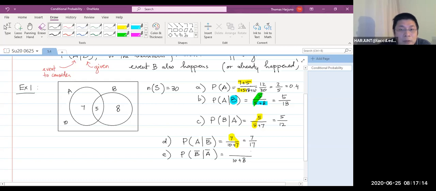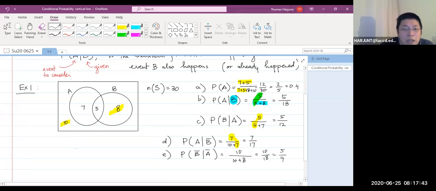A, outside of B is, so hold on. Not A refers to these two guys, right? Now, of these two guys, which is outside of B? The 10. Yeah, the 10. Okay, the 10. So that would be 10 over 18, which is 5 over 9.